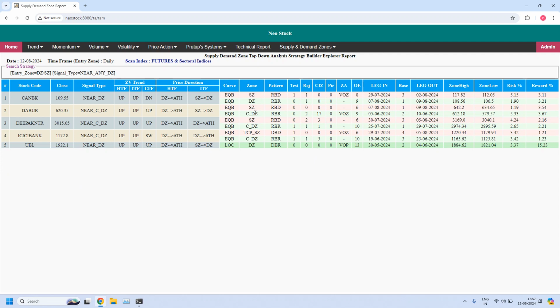We have Dabur is having a high liquidity demand zone, already having two rejections from this zone. Next, Deepak Nitrate is also a high liquidity zone, already tested once. Next, ICICI Bank is having a high liquidity demand zone, also it is already tested once. This is also having high liquidity supply zone also. So that means currently prices are moving between high liquidity demand and supply zones. You may look for opportunities in both these zones. So total we identified three high liquidity zones from the daily time frame.